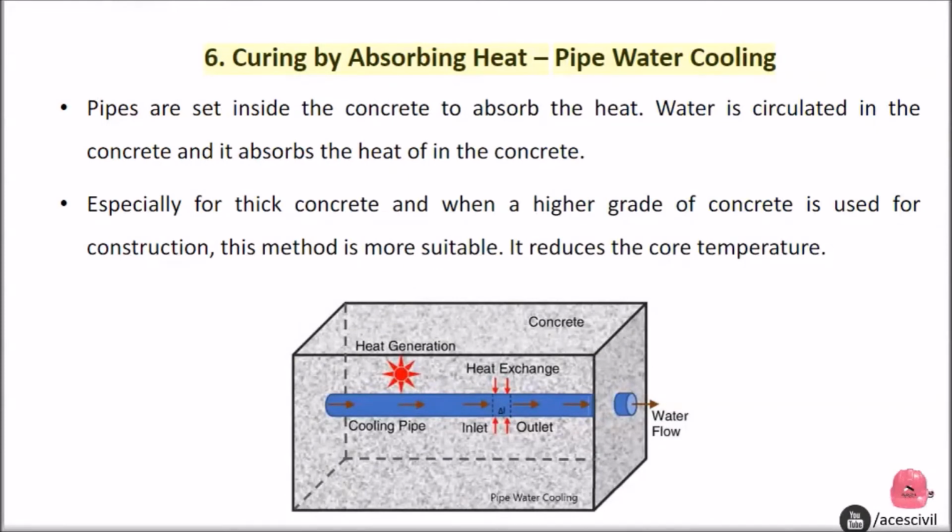6. Curing by absorbing heat: pipe water cooling. Pipes are set inside the concrete to absorb the heat. Water is circulated in the concrete and it absorbs the heat in the concrete. Especially for thick concrete and when a higher grade of concrete is used for construction, this method is more suitable. It reduces the core temperature.